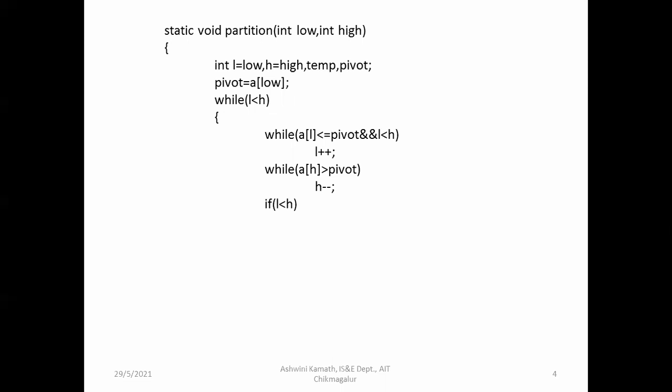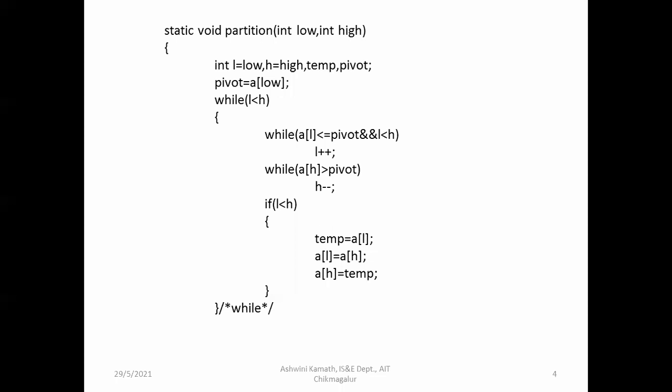If L is less than H, then we have to swap A of L and A of H. Temp is equal to A of L, A of L is equal to A of H, A of H is equal to temp. You know this code. It is used for swapping two numbers using a temporary variable.